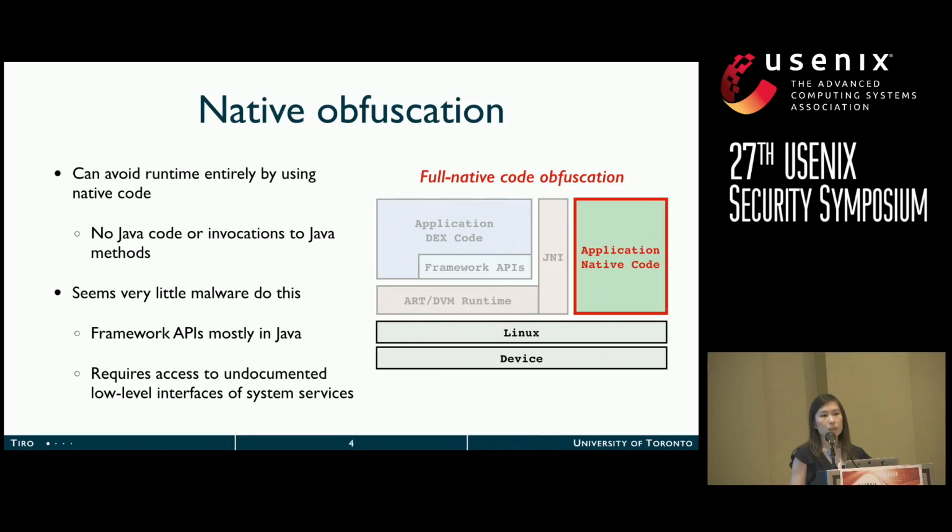However, the framework and the APIs are mostly implemented in Java. So a full native code application that would want to access this functionality generally has to bypass the framework and access either low-level or undocumented interfaces of the system services themselves, making these applications more difficult to implement and more susceptible to compatibility loss if these interfaces should change.